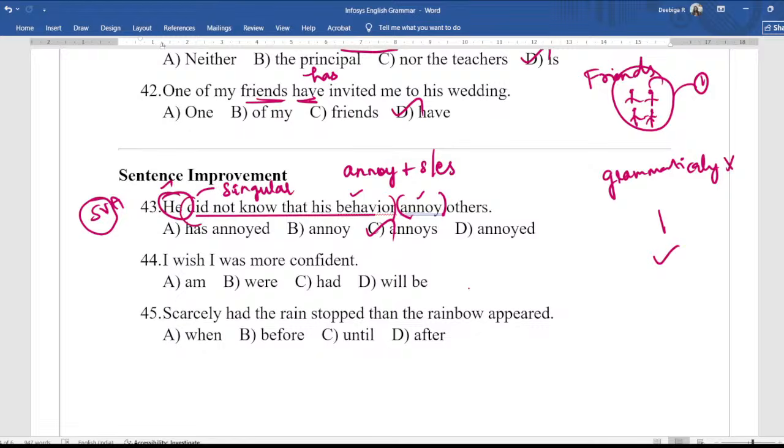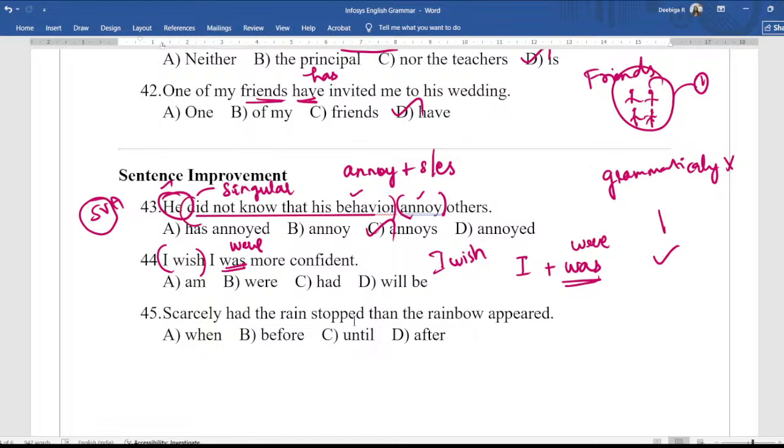Okay, next question. I wish I was more confident. This is a pretty standard rule. When you encounter I wish, this should always be were. I wish I were more confident. So usually what have we studied? I is singular, so we'll use a singular verb, that is was. But no, when you have I wish, you use I were. I wish I were more confident. That is the rule of English grammar.